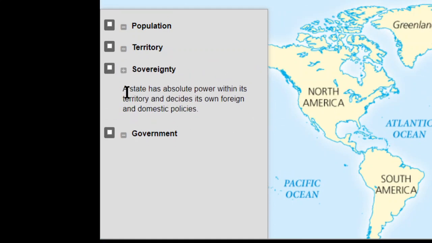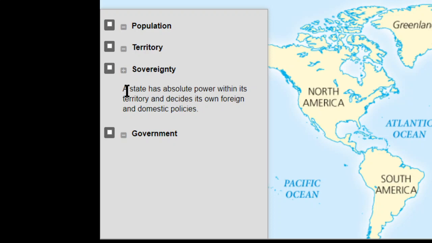Sovereignty. A state that has absolute power within its territory and decides its own foreign and domestic policies. The way that it controls what happens inside, it makes laws, it picks what it wants to do. That's what sovereignty is. You don't have sovereignty over your house because your parents usually do. You might have sovereignty over your room or your tree house, where you control things.